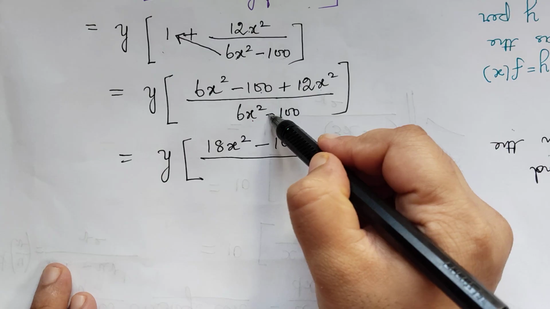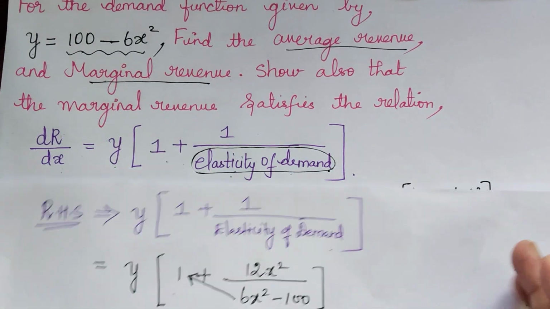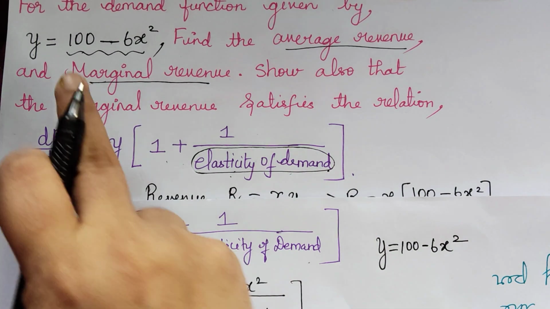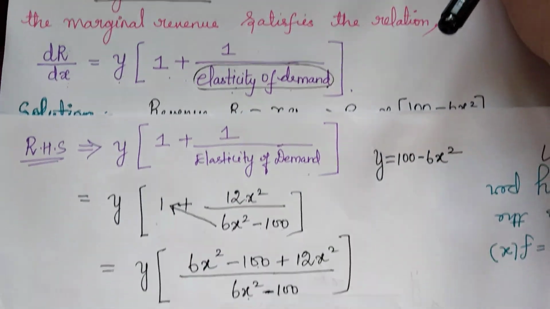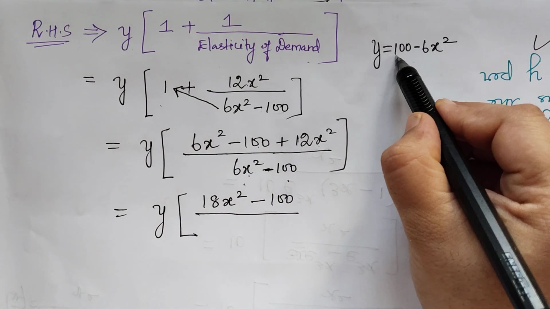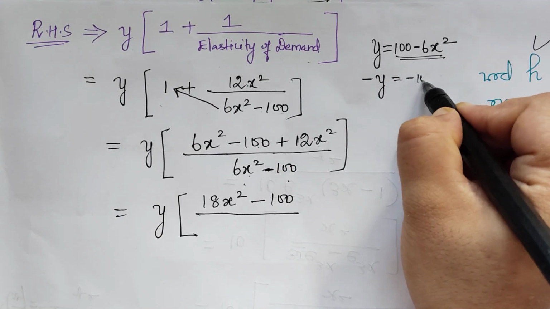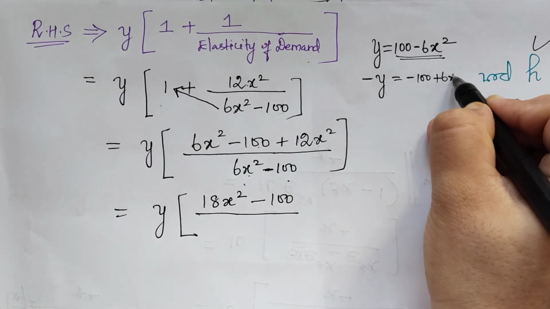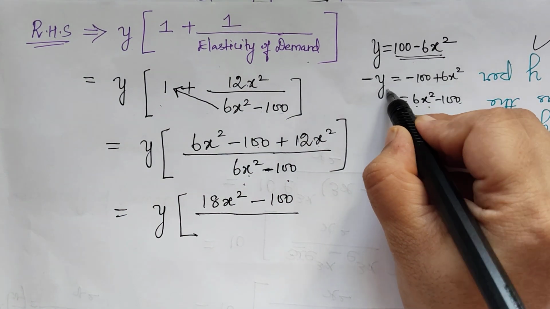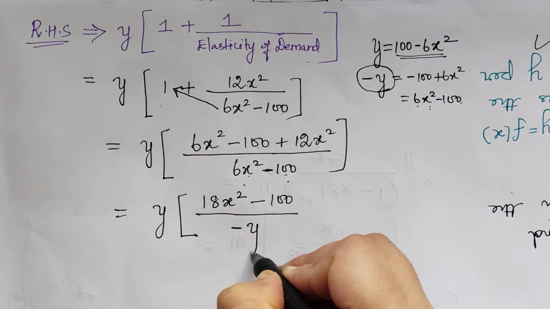Now this 6x square minus 100 can be written as follows. From the question, we know that y is equal to 100 minus 6x square. Now here in the denominator we have 6x square minus 100, so this has been multiplied with a negative sign. So minus y will be equal to minus 100, minus into minus plus 6x square. So that is 6x square minus 100. So 6x squared minus 100 is nothing but minus y. So instead of 6x squared minus 100, you can replace it by minus y.